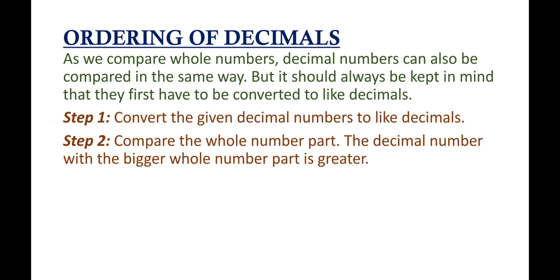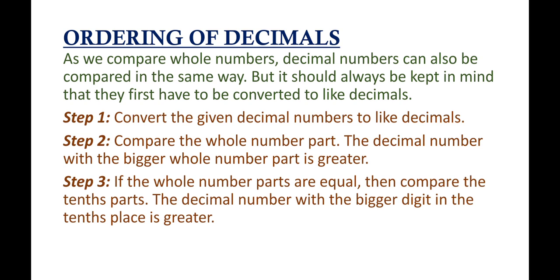The digits present to the left side of the decimal point are known as the whole part, and we have to compare that. The decimal number with the bigger whole part is the greater number. The number which contains the greater whole part is greater.